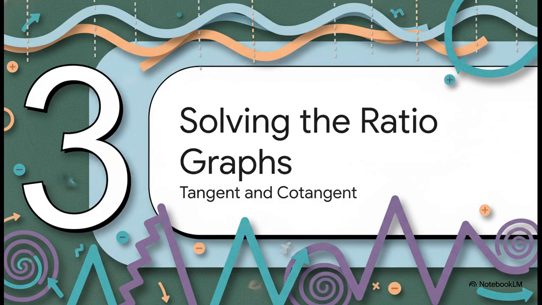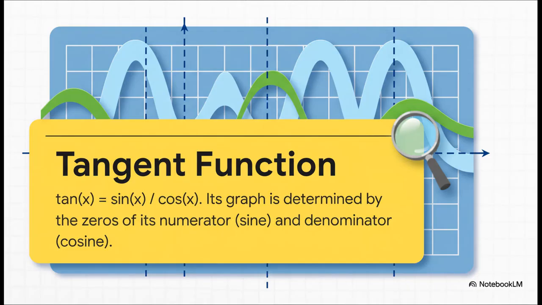All right, let's switch gears. Now we're going to look at tangent and cotangent. These guys aren't reciprocals, they're ratios. But the secret to figuring them out, it's exactly the same. Just break them down into their sine and cosine parts. So the tangent function is just sine divided by cosine.